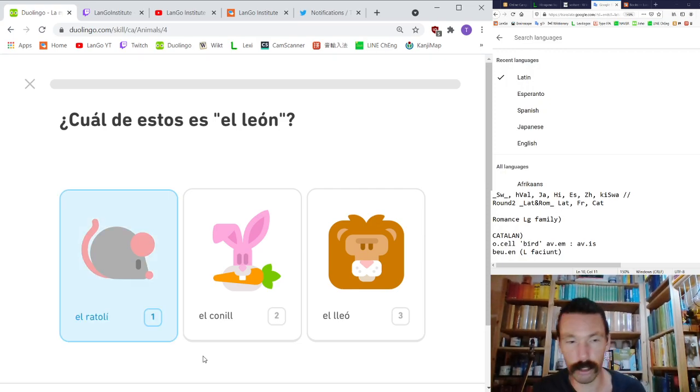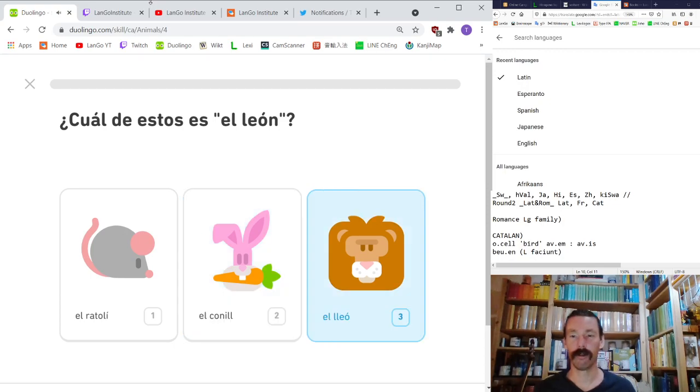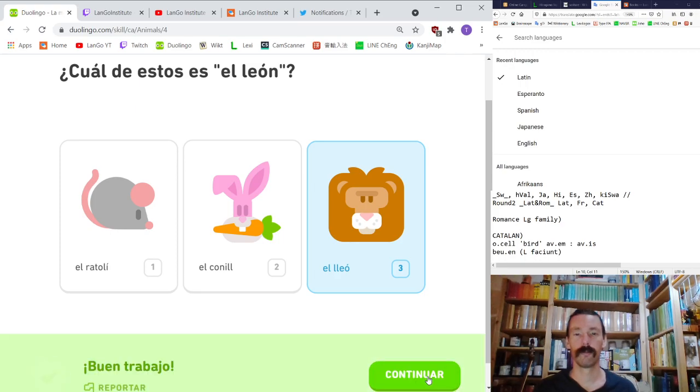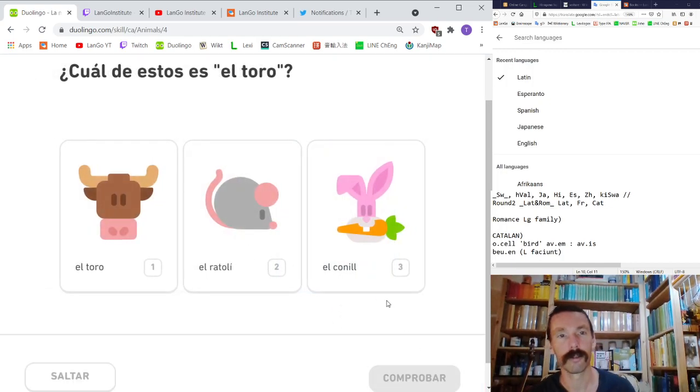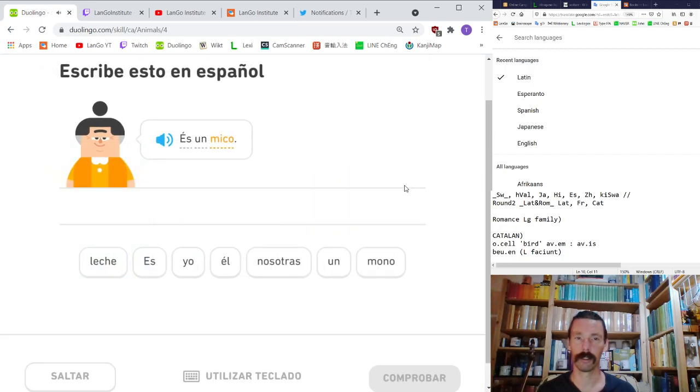El león. El ratolí. El conill. El lleó. So why is this palatalized? Why is it a palatal? Maybe because of the e. Just colors it over time. El toro. El conill. El ratolí. El toro. És un mico. Mico. Mono, I don't know.